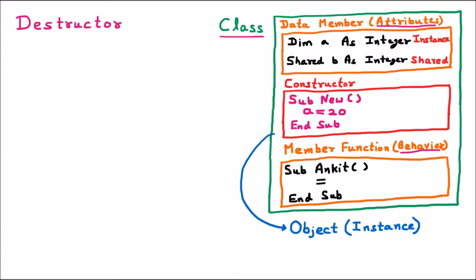Now, what is the attribute? What are the variables we declare? They are called data members, and data members are also called the attribute. Just like we are declaring A as integer, B as integer. Now these are called the data members, and data members are named as the attribute.